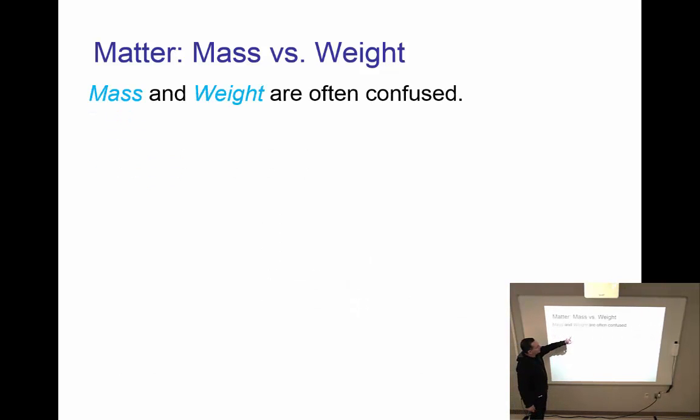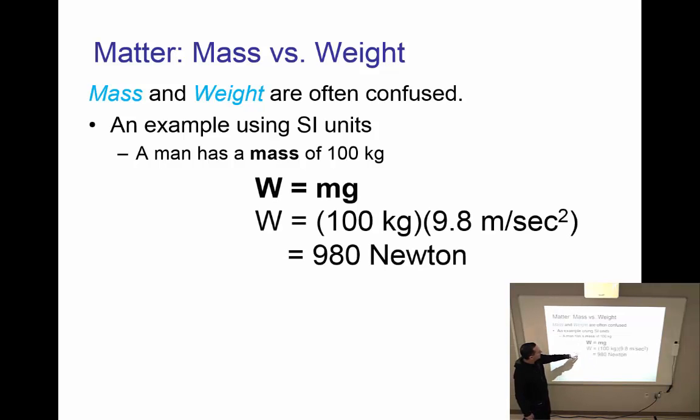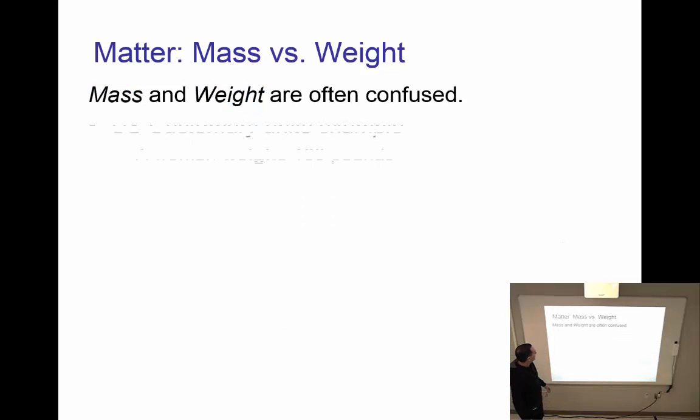So mass and weight are often confused. As an example, a man has a mass of 100 kilograms. To determine his weight, you would take the 100 kilograms and multiply by our gravity, again 9.8 meters per second squared, and I determined that his weight in the SI system is 980 newtons.